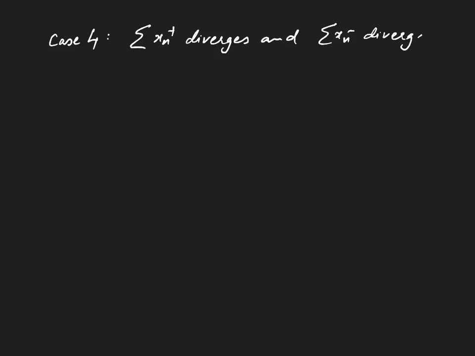As we proved that case 1, case 2 and case 3 are impossible, the only possibility is case 4. So case 4 has to be true, and case 4 was nothing but x_n^+ diverges and x_n^- diverges. As this is the only case left, this has to be true.